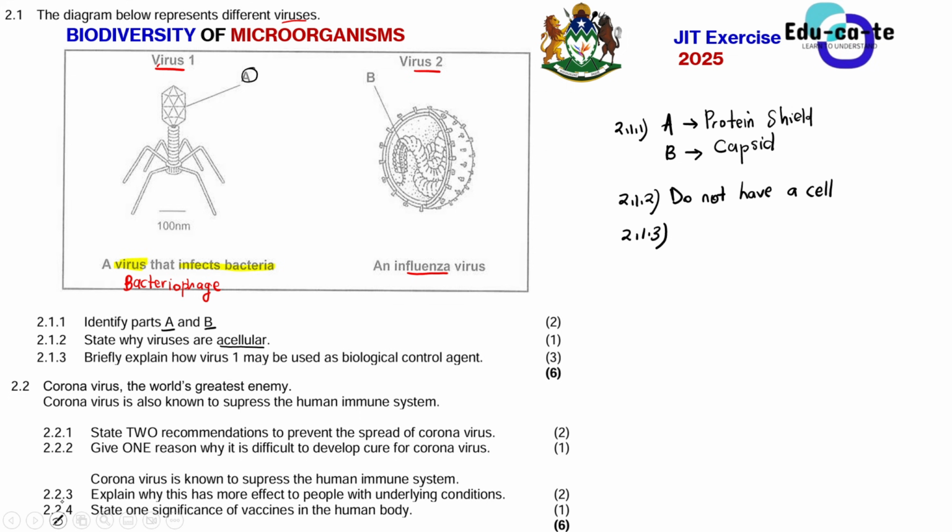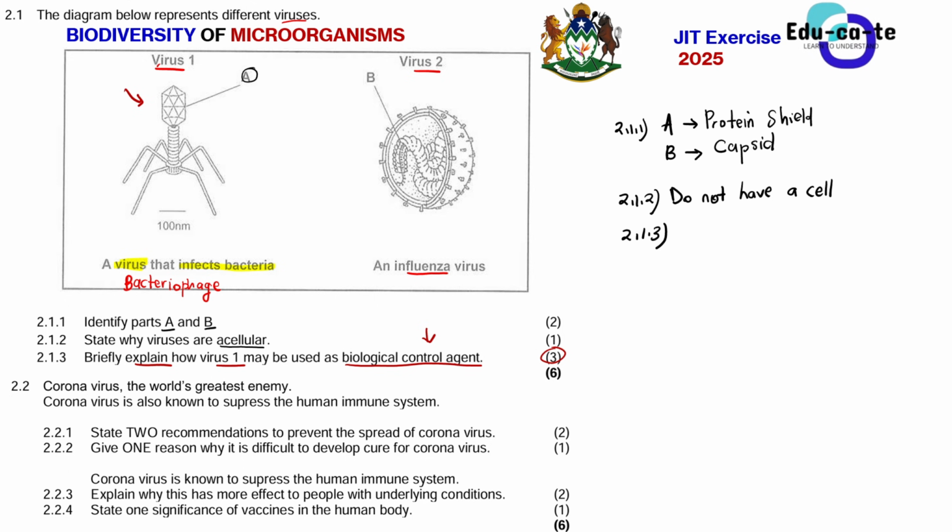Then now they say briefly explain, and you are given 3 marks here, how virus 1 may be used as a biological control agent. So this is virus 1. So virus 1 is used as a biological control agent. When you say biological control agent, it simply means that it is controlling something, okay? Controlling something, in simple terms.